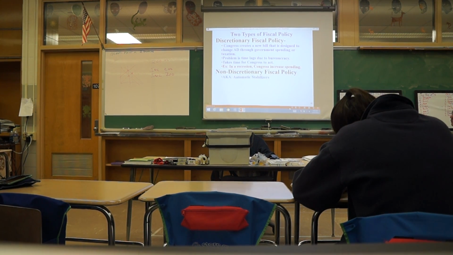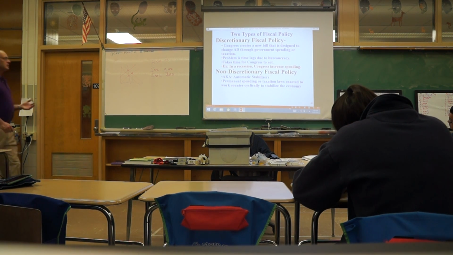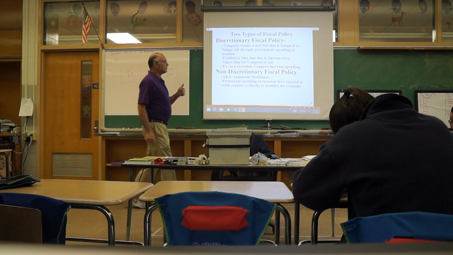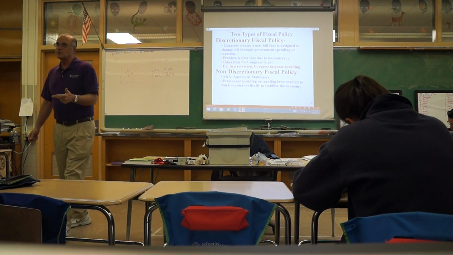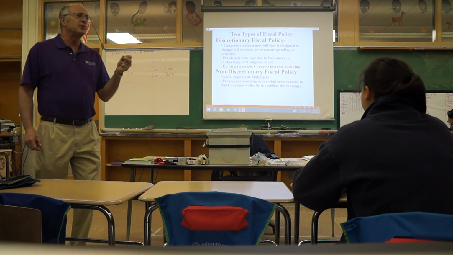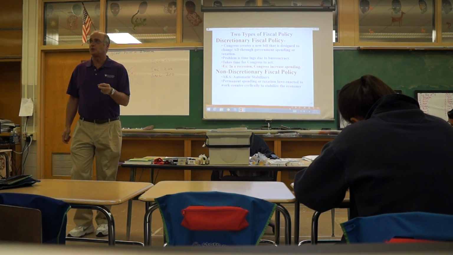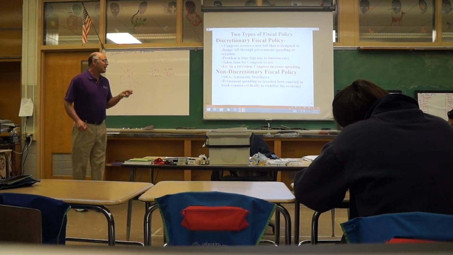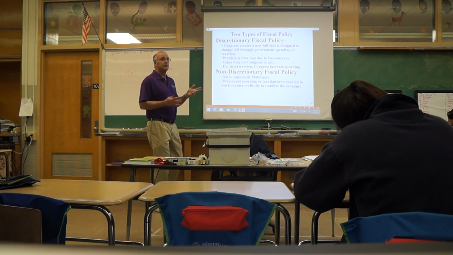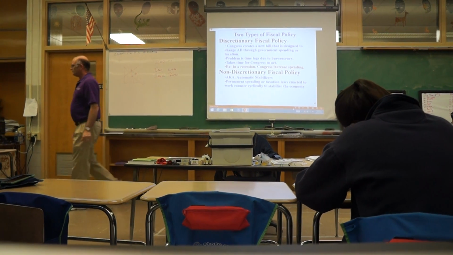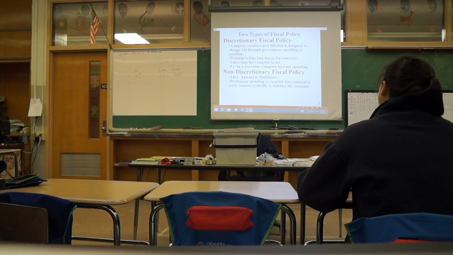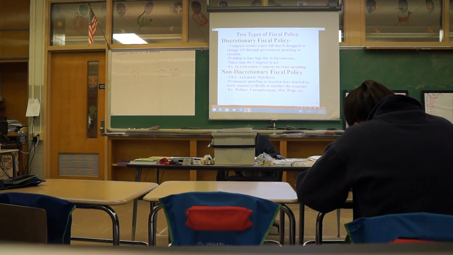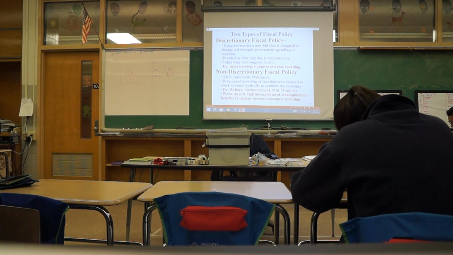Okay? So then you also have your non-discretionary, which is the automatic stabilizers. Okay, so you have like welfare, you have unemployment insurance, you have a progressive tax rate. All of these are in already and don't have to be changed by law. So you have that all set up for you. So while Congress is spending time trying to pass laws, the non-discretionary is kicking in.